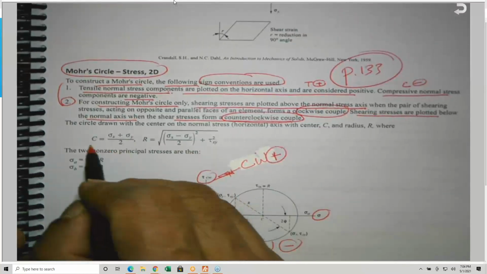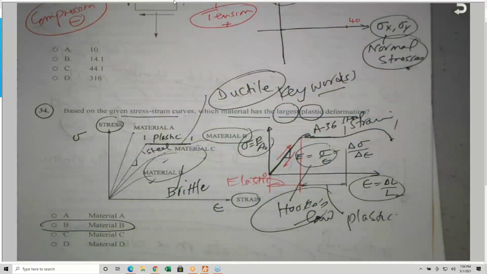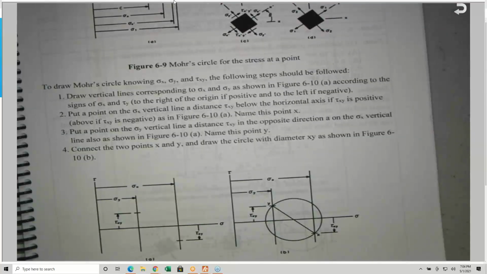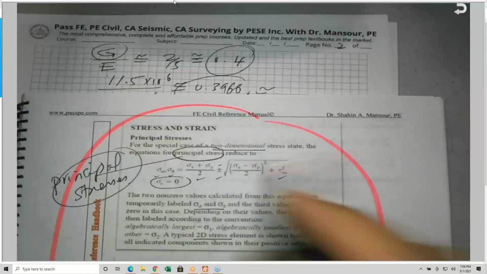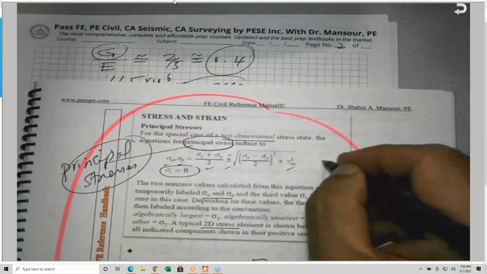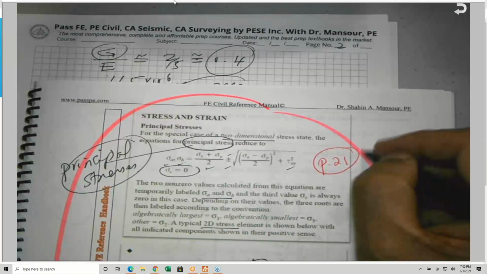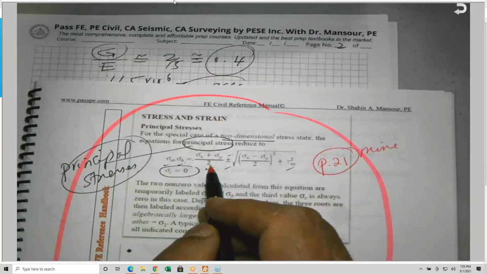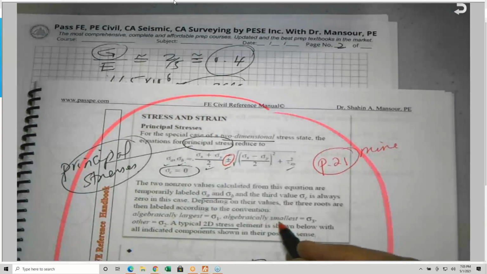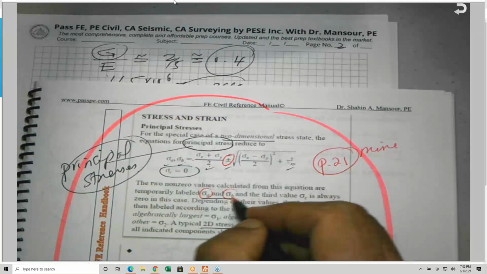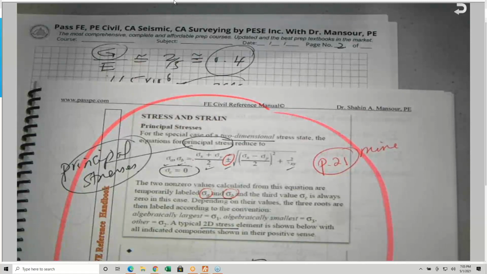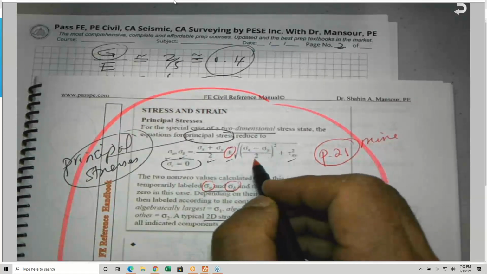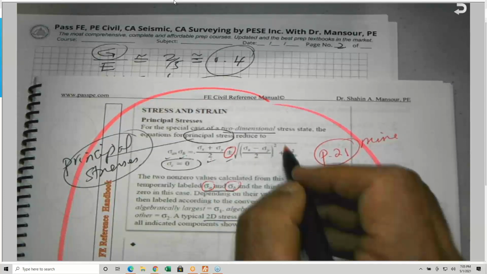This is the equation we just saw, by the way. Let me show you the equation in my book here. This is on page 21 of my chapter. Sigma A, sigma B is equal to sigma x plus sigma y divided by 2, plus or minus, because we have maximum and minimum. One is called the major and one the minor principal stress, or the maximum and the minimum: plus or minus the square root of sigma x minus sigma y divided by 2, squared, plus tau xy squared.